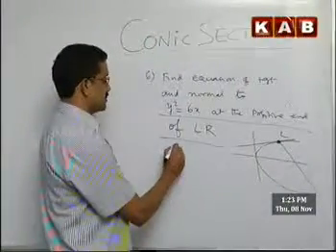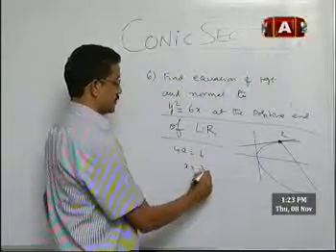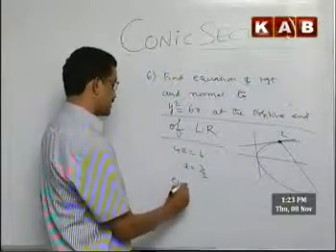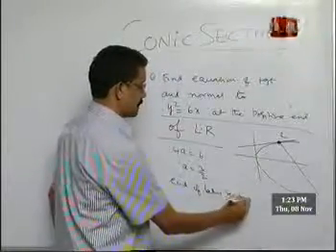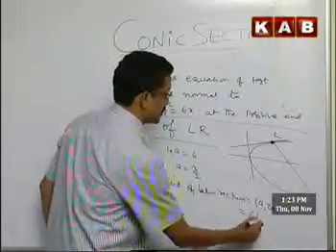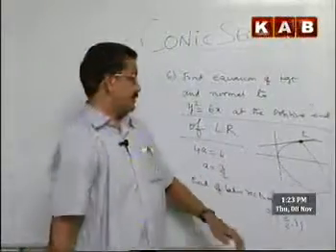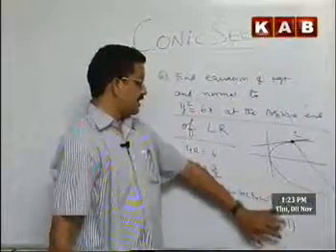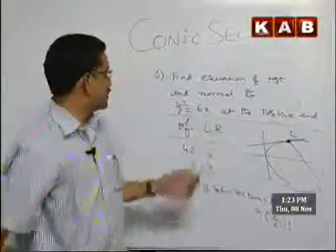We don't require this. Our 4a is 6. Comparing with this, a is 3 by 2. So, end of latus rectum is a comma 2a. That is 3 by 2 comma 3. That is, we have to find normal and tangent at 3 by 2 comma 3 to y square is equal to 6x. We will do that. Just we will write simply.